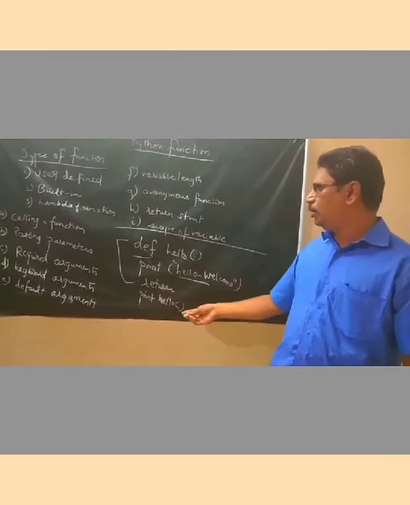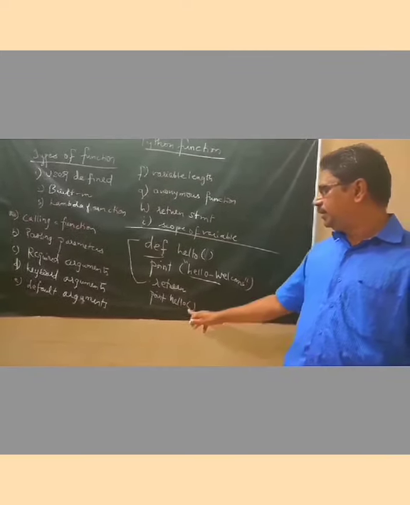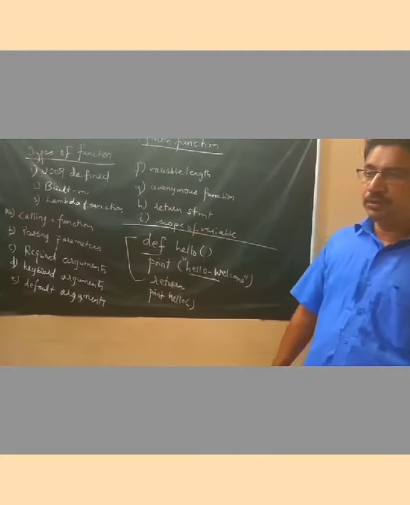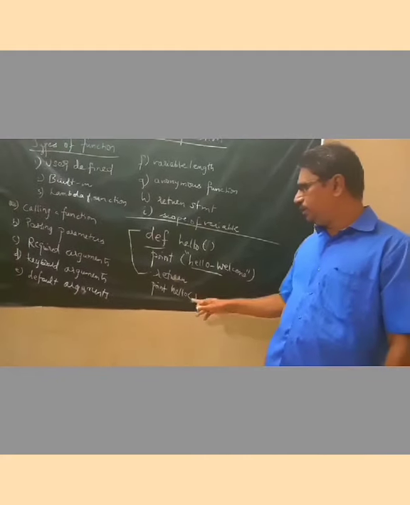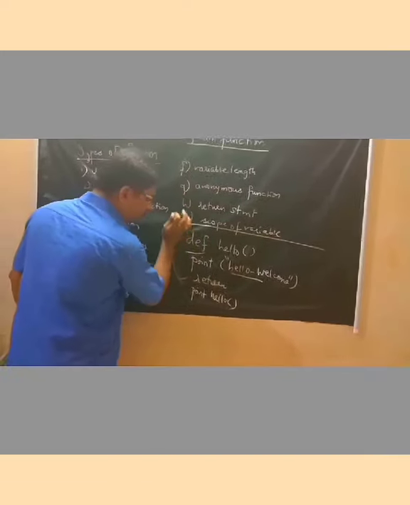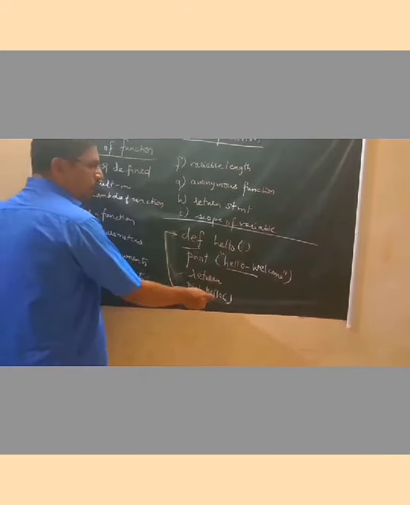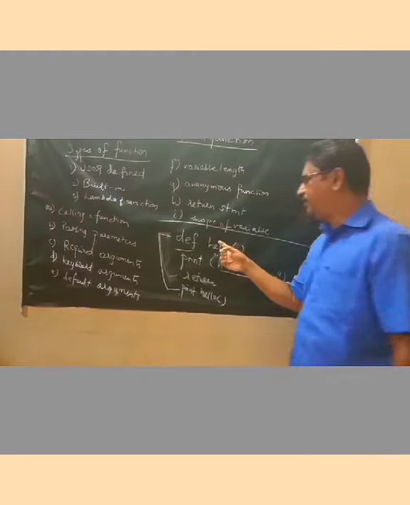Then print hello. So here I am calling this function. So this statement is the calling function. Print hello means, here I put this arrow. Actually from here it will go and here it will start. Print hello, calling function. Again it will start from here.